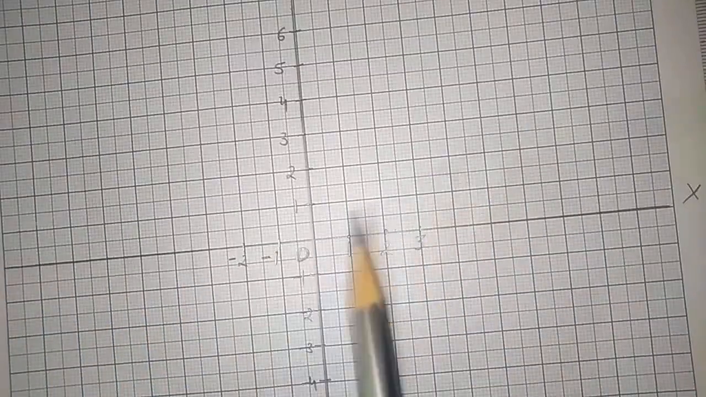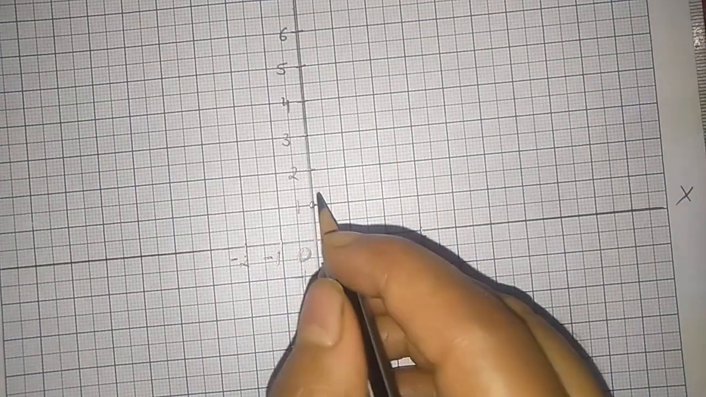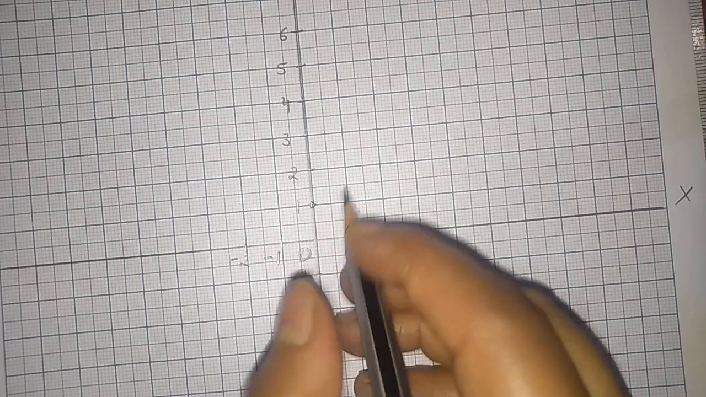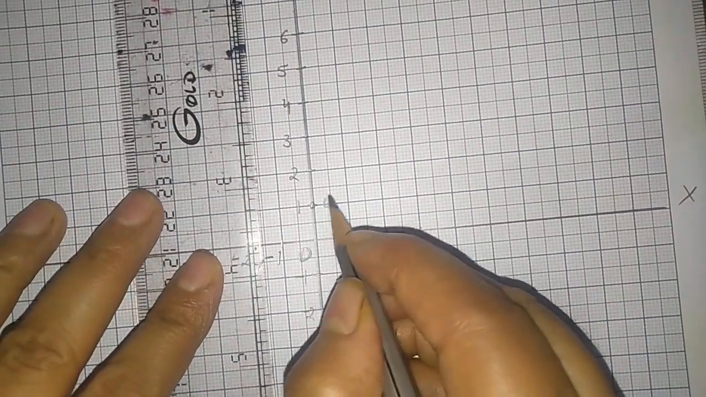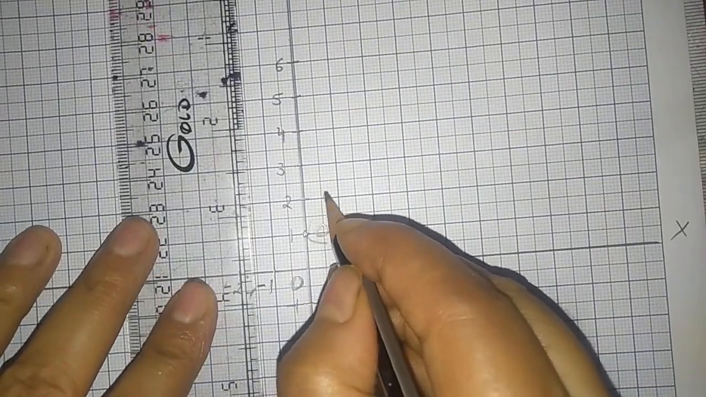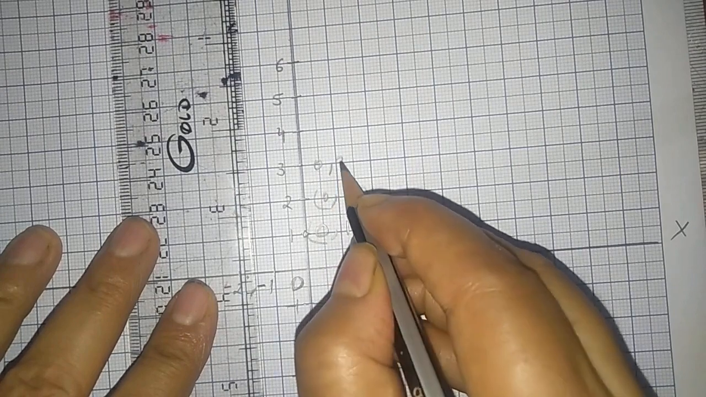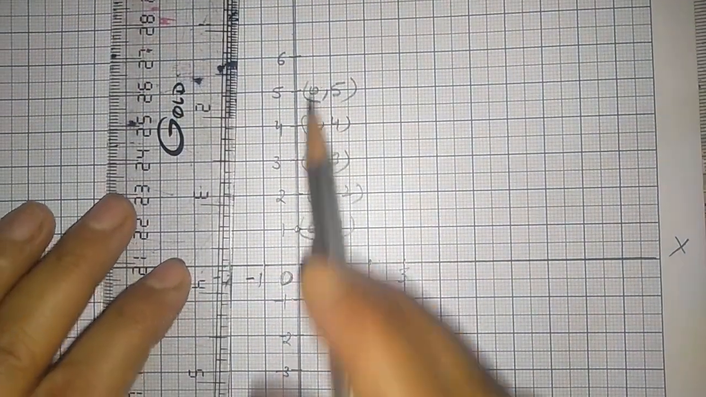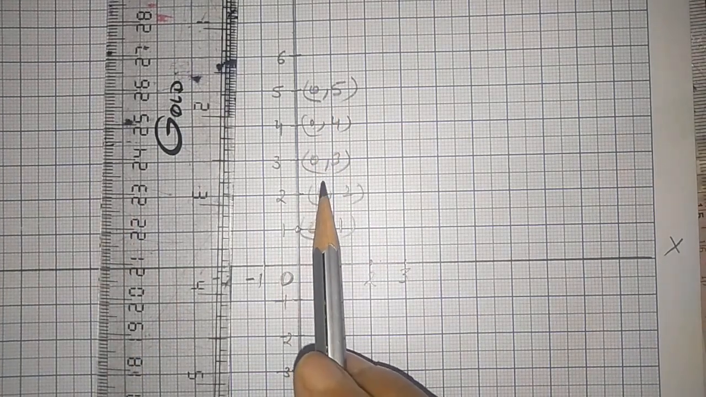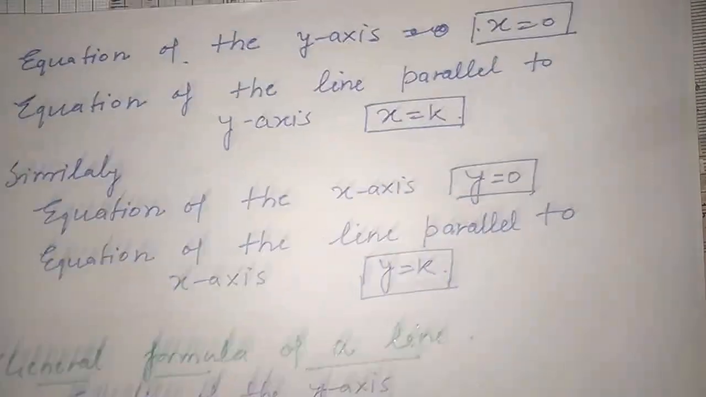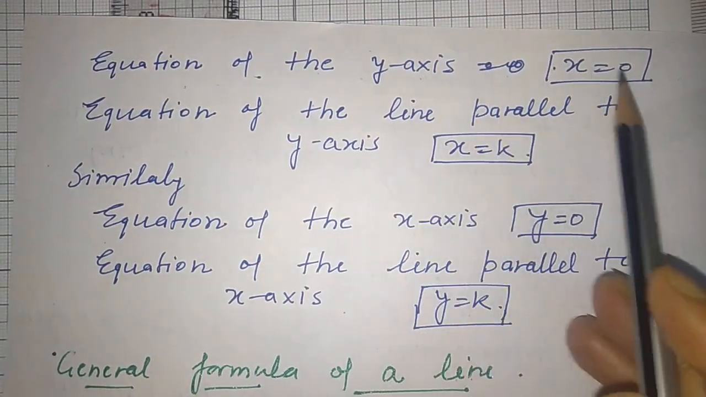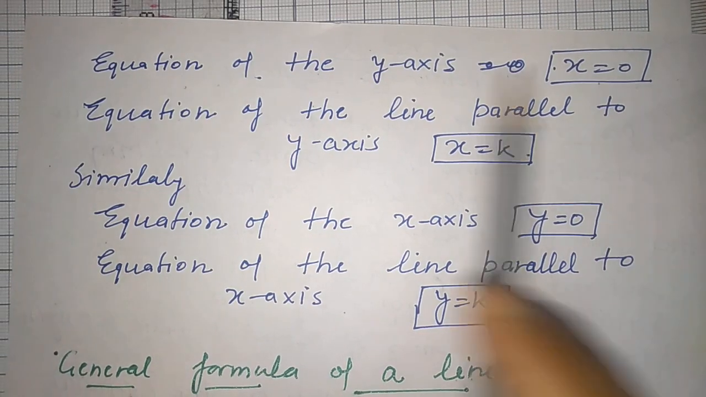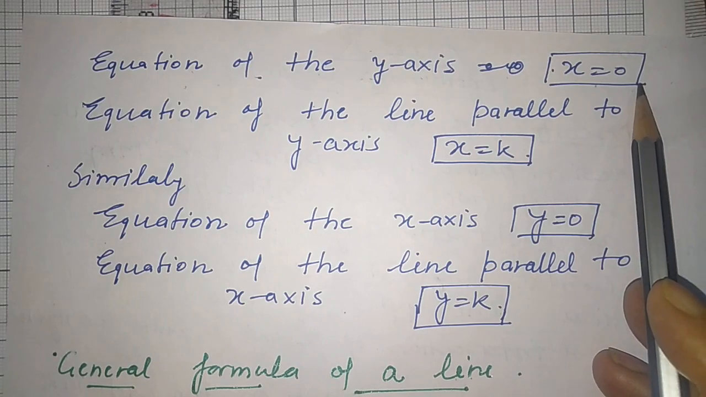Now we have one thing. Suppose we take a point on the y-axis. What will x be? x is 0. This is 1, here x is 0. This is 2, here x is 0. This is 3, 4, 5, and x is 0 every time. So what is the equation of the y-axis? The equation of the y-axis is x equals 0.